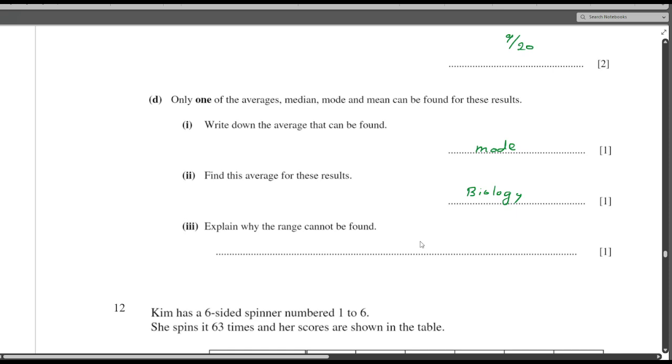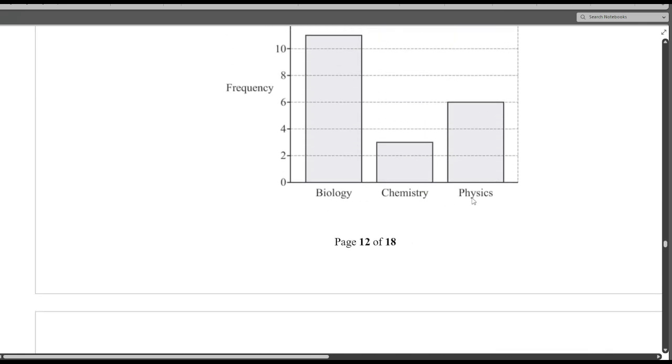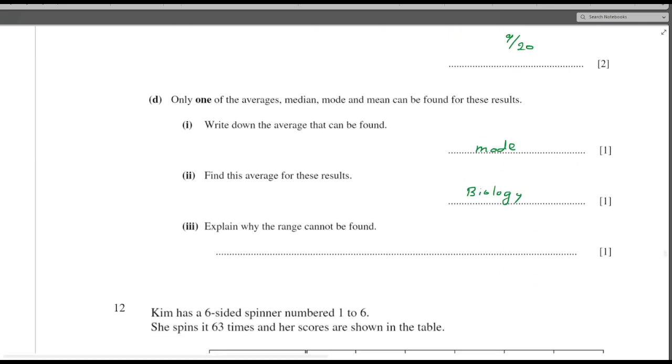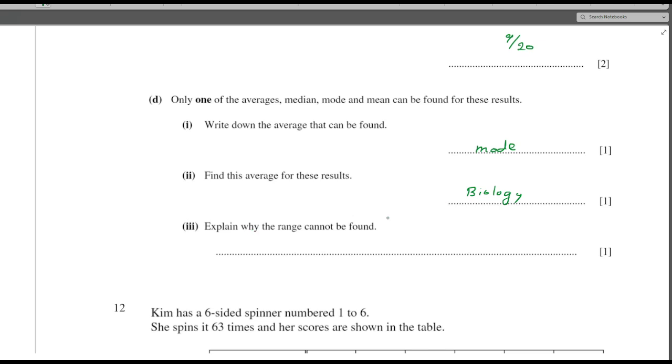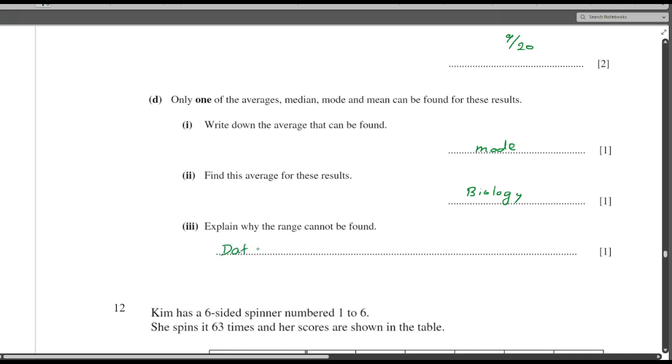Now for range also, biology, chemistry and physics should be in numbers. As they are not in numbers, you cannot find it. So here I will say that data is about subjects, or I will say that no numerical data. No numerical data.